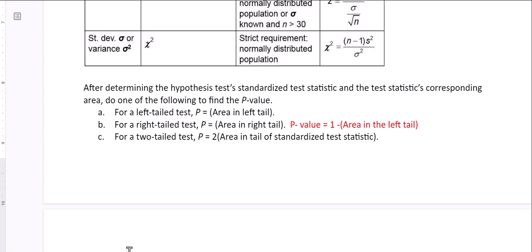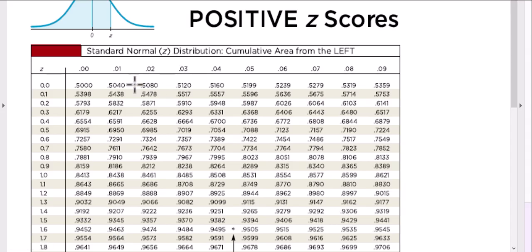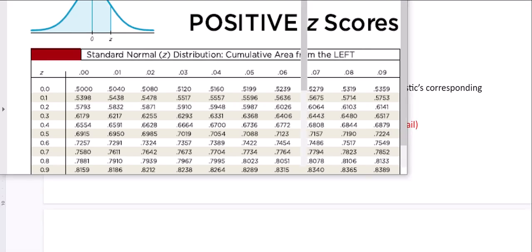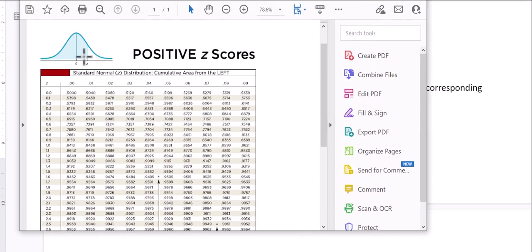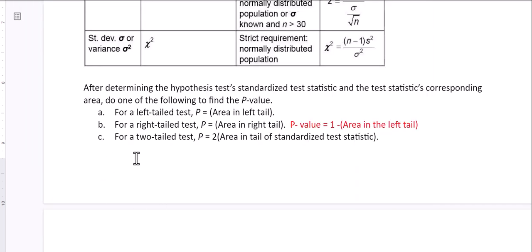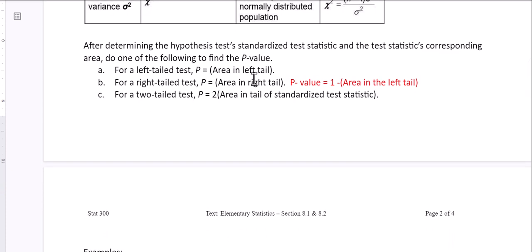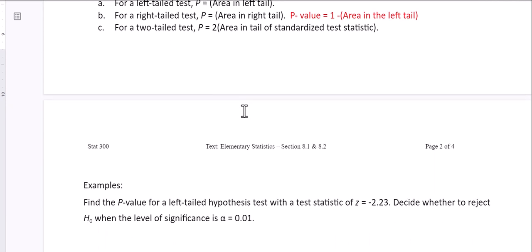When you look at those tables, let me see if I have one handy. Yeah. The area that we get is the area that is on the left. Notice that the left tail is shaded. So that's why when we want the area on the right, we say 1 minus the area on the left. And then for a two-tail test, the p-value is twice the area in the tail of the standardized statistic. That's because you're looking at essentially the left tail and the right tail together. The z-score table or the t-score table is going to give us the area in the left tail, but for a two-tail test you have to multiply by 2 to get both tails.